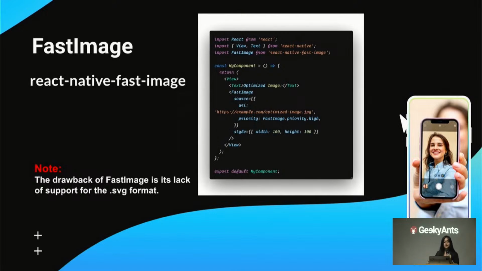But there's a drawback to it. The drawback is that there's a lack of support for the .svg format, which a lot of industries use. So this would lack in that. As a personal opinion, I prefer caching the images first.